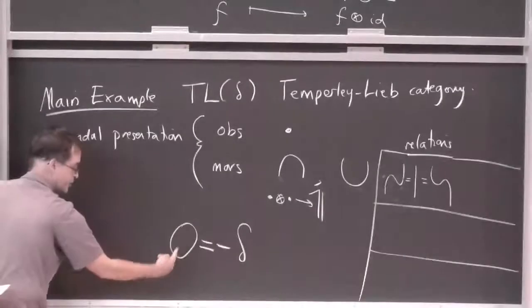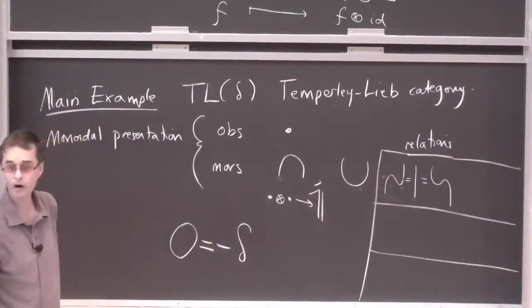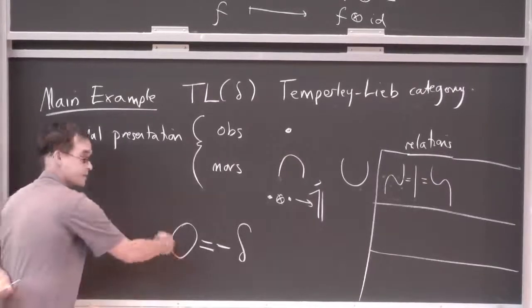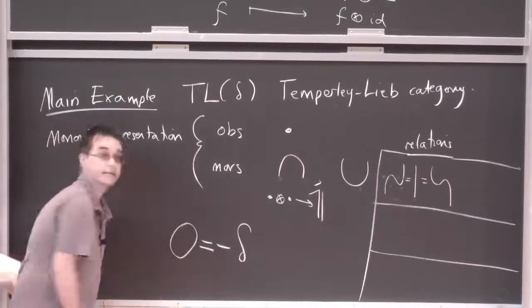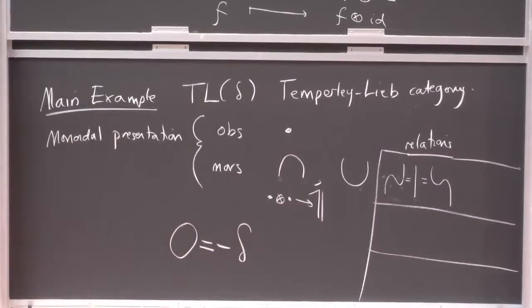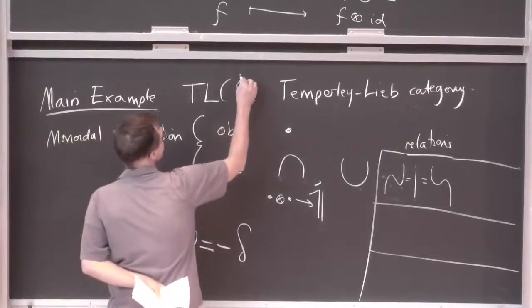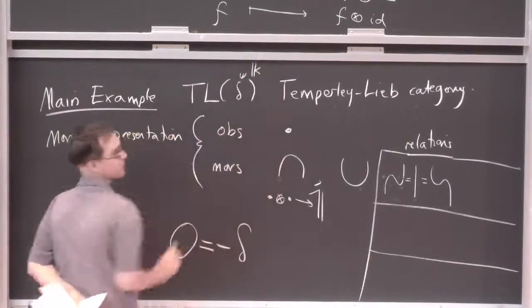So this guy here is a map from the unit object to the unit object, which is just doing the cap after the cup. I just call this the bubble. This has to be the scalar negative delta. So delta here is a parameter in the ground field that should be fixed.